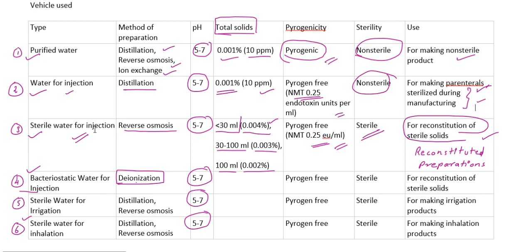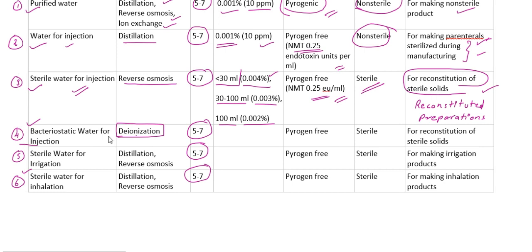Next is bacteriostatic water for injection. The deionization method is used for its preparation. All of these should be pyrogen free, and they should be totally sterile. Bacteriostatic water for injection is used for the constitution of sterile solids. So sterile solids are prepared by using bacteriostatic water for injection.